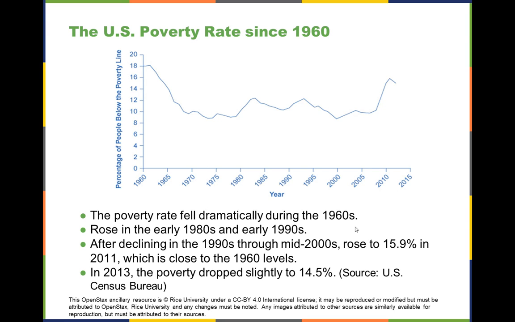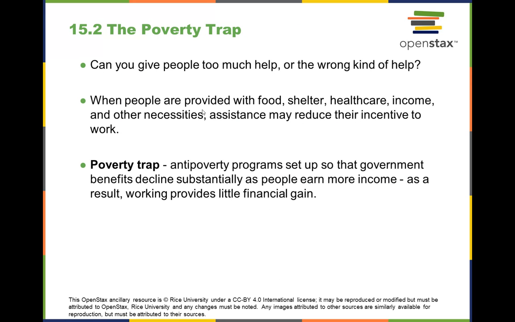But the poverty rate fell dramatically in the early 1960s. It rose in the early 80s and 90s. Once again, these are because of economic contractions. When the gross domestic product was falling, there were recessions that were occurring. After declining in the 1990s through mid-2000s, it rose to 15.9% in 2011, once again because of the economic recession. In 2013, the poverty level dropped to 14.5%, and then before COVID started, it dropped to 10.5%. So that's evidence that 10% is the non-contractionary level that has stabilized in the United States.